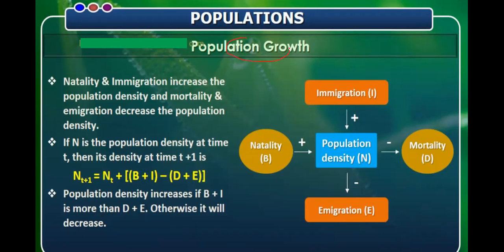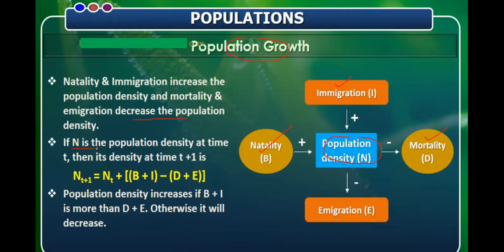Now, population growth means increase in population density, that is N. Population density increases because of immigration and natality, and decreases because of mortality and emigration. So natality and immigration increase the population density, and mortality and emigration decrease population density.